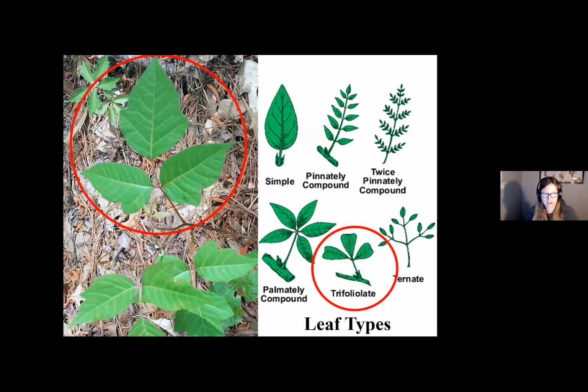You're not ever going to find more. Whereas the palmately compound can have up to 5. It could have 7. And the other ones can be pinnately, twice pinnately compound. You're going to see that. Oh gosh, it's going to be like heavenly bamboo. Oh my gosh, that plant. I've seen that everywhere. I hate that plant.